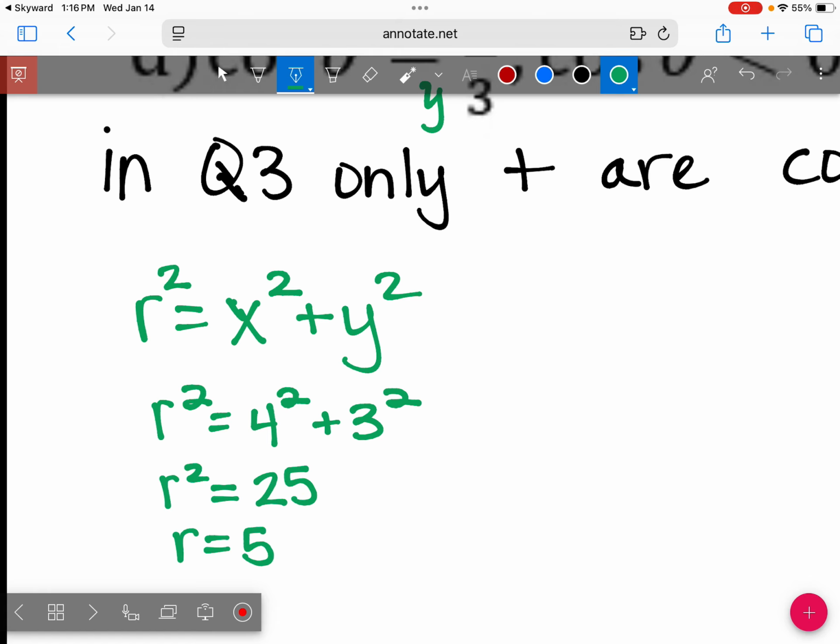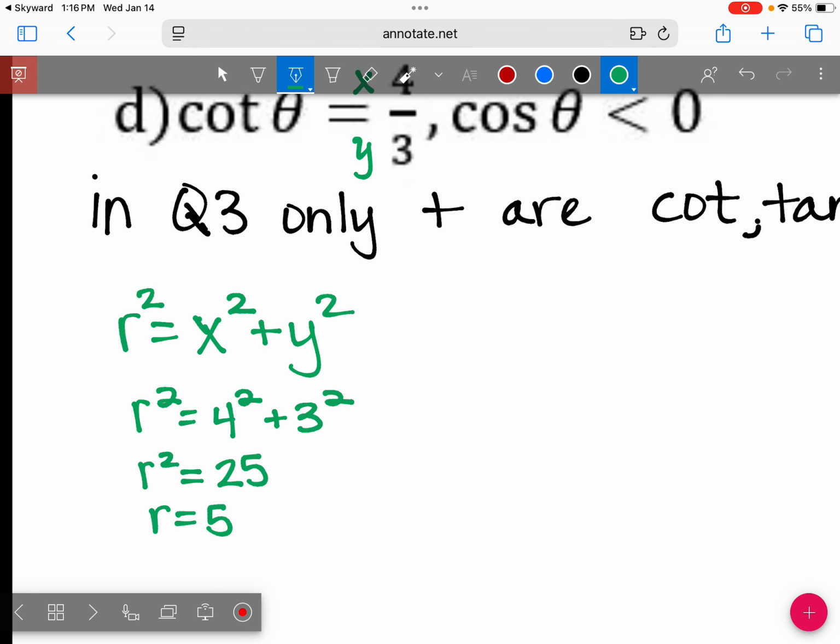All right, who got r is 5? So we know that when I'm doing my ratios, I know that x is going to be 4. I know y is 3. And I know r is 5. So let's go ahead and write the other 4.